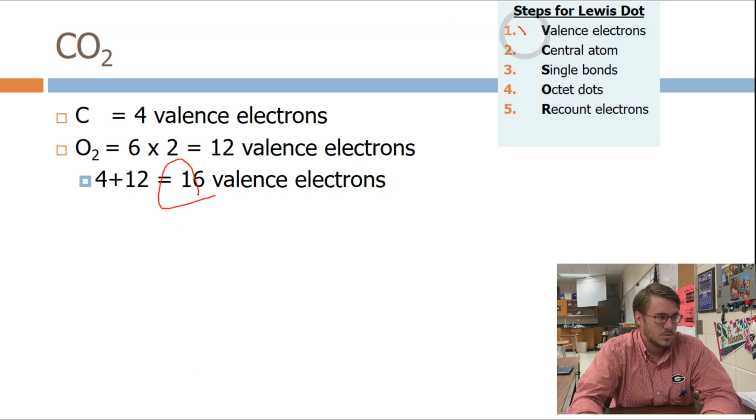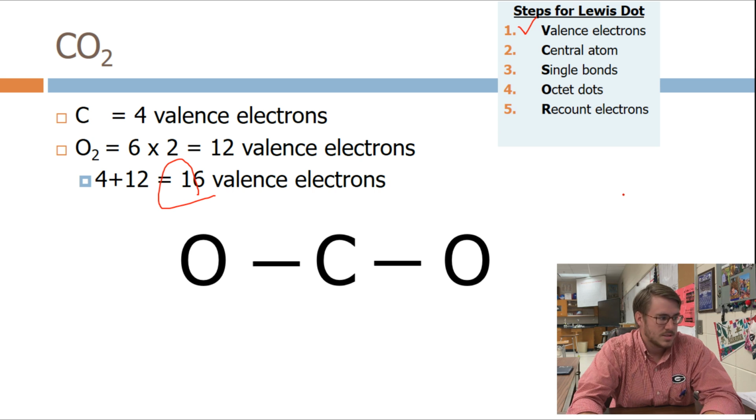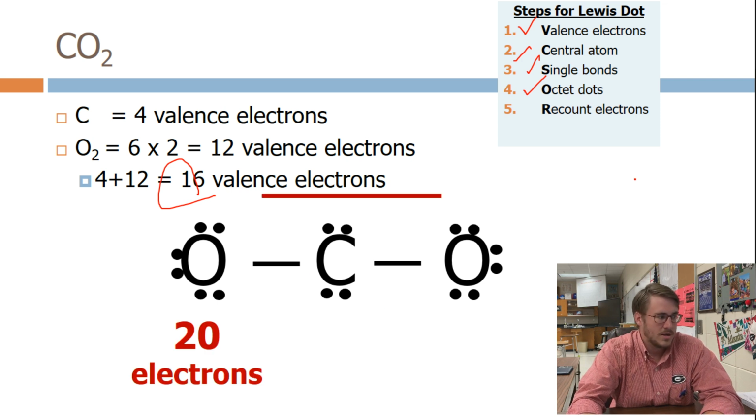Okay, watch CO2. 16 total. C in the middle. Draw my singles. Draw my dots. Check, check, check. 2, 4, 6, 8 for oxygen. Same. Carbon, good. 2, 4, 6, 8 for carbon, we're good. But wait, 20 electrons. That's too many. We're supposed to only have 16. We're off by 4 now.